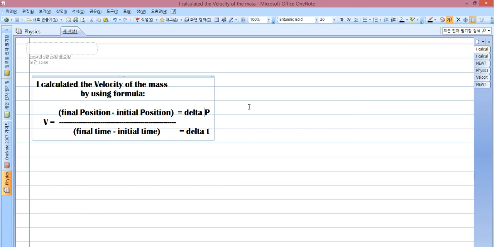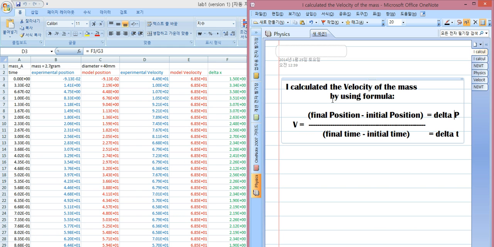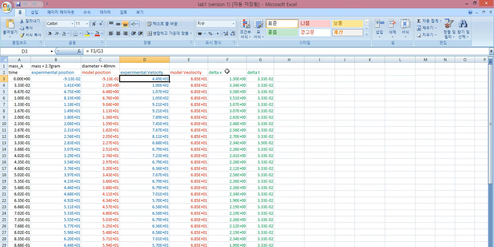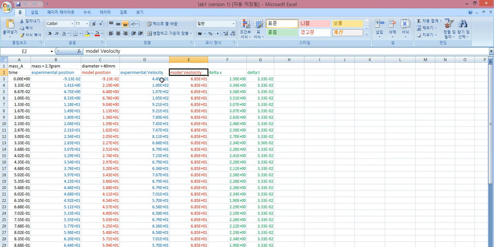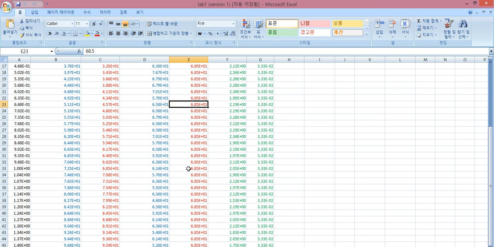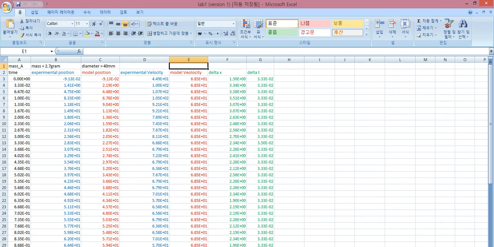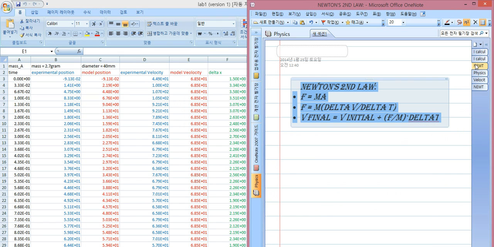V equals final position minus initial position over final time minus initial time, which is delta P over delta T. I calculated delta X first, and then delta T, and then divided those two to get the experimental velocity. With the experimental velocity, I took the average and used it as the model velocity, which is constant throughout the motion, because according to Newton's second law, the velocity doesn't change if there is no net force acting upon the system.